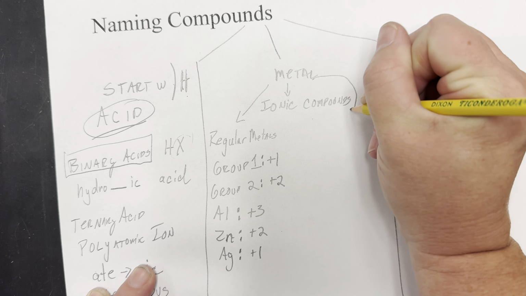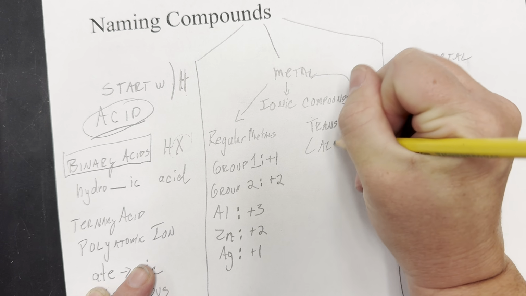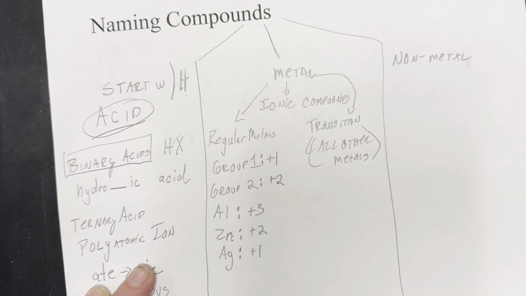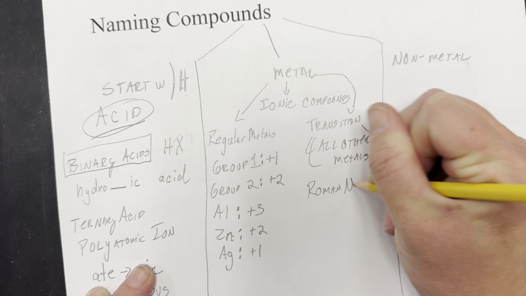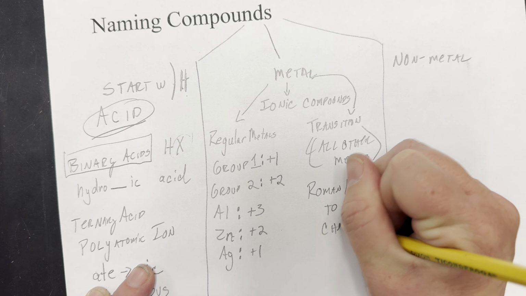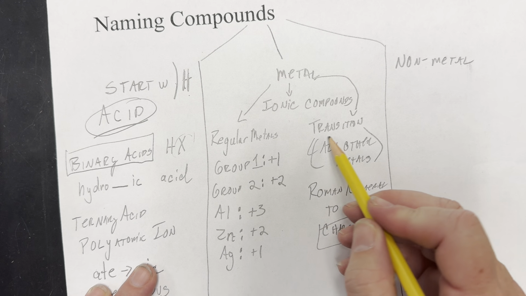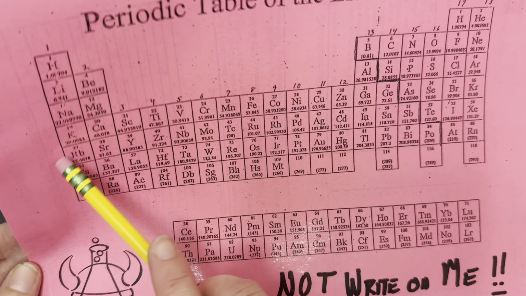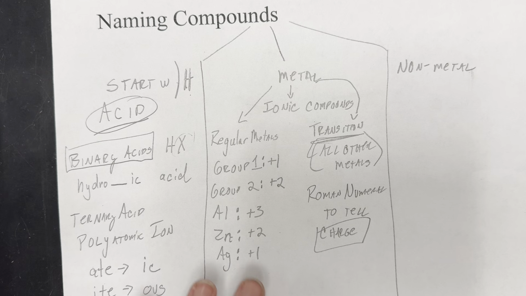If your metal is a transition metal, all right, so for purposes of naming, all other metals are considered transition. You are going to need to have a Roman numeral in the name to tell the charge. Again, it's not telling how many, it is telling the charge of that transition metal. Because transition metals, again, anything that is not group 1, group 2, aluminum, zinc, and silver, can actually have charges that change, so the name has to tell them that.